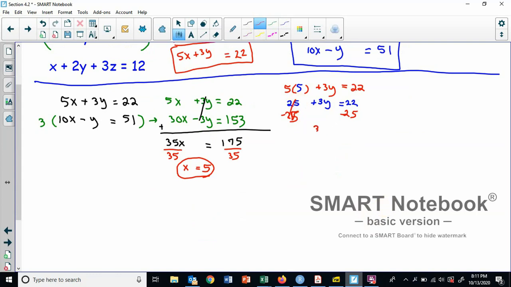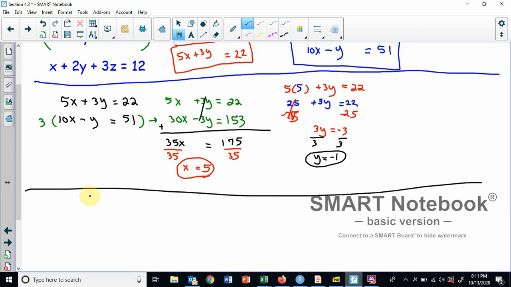Now that'll give me 3y equals 22 minus 25 is negative 3. So I'll need to divide both sides by 3. And y will equal negative 3 divided by 3. That'll be a negative. 3 divided by 3 is 1, so a negative 1. So I have found x, I have found y. It is now time for our super finishing move.